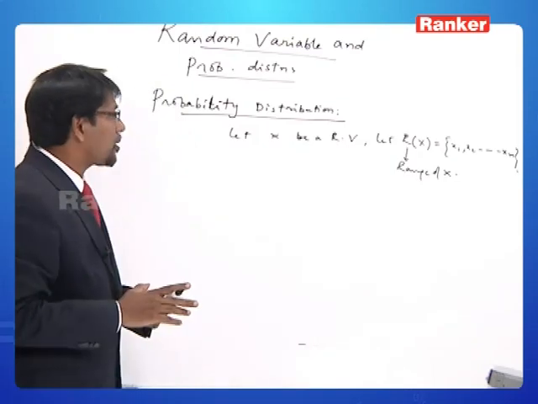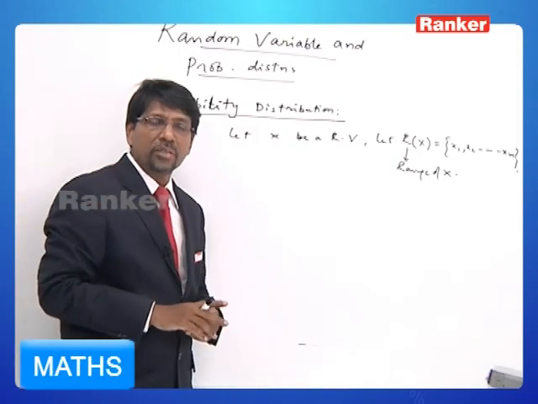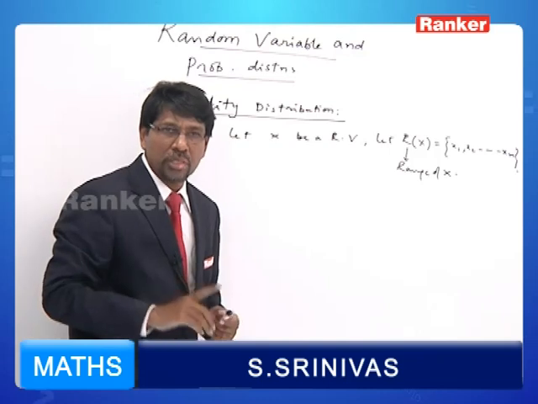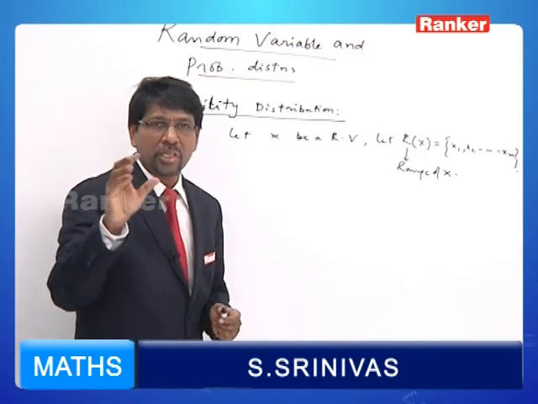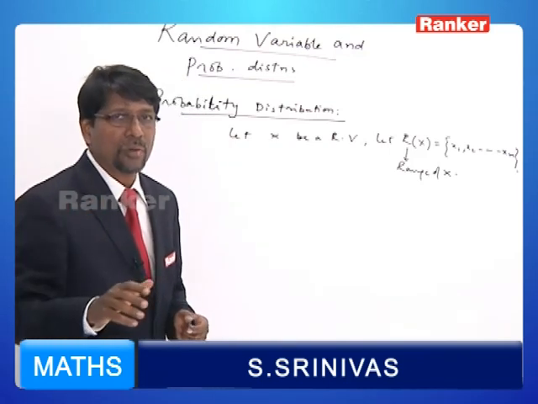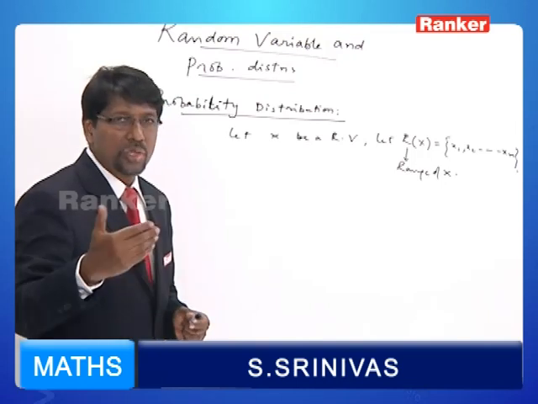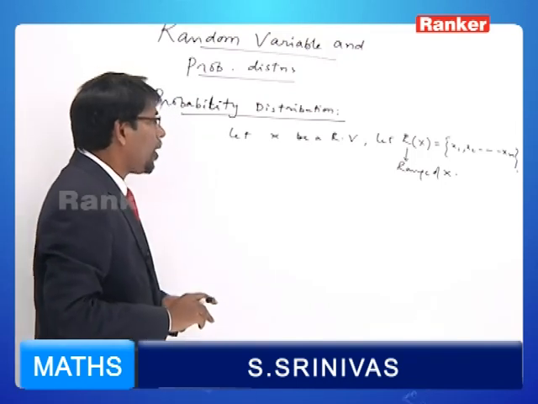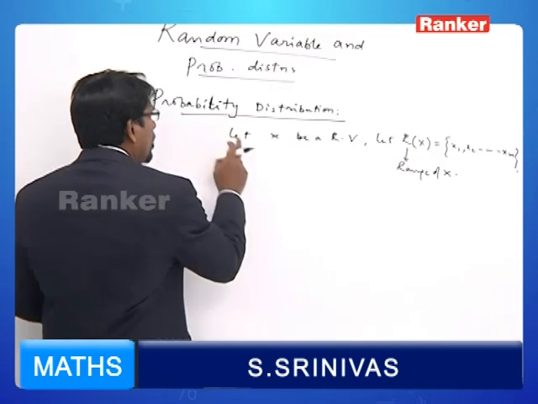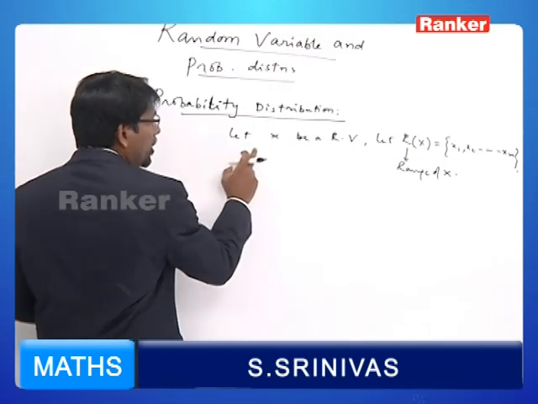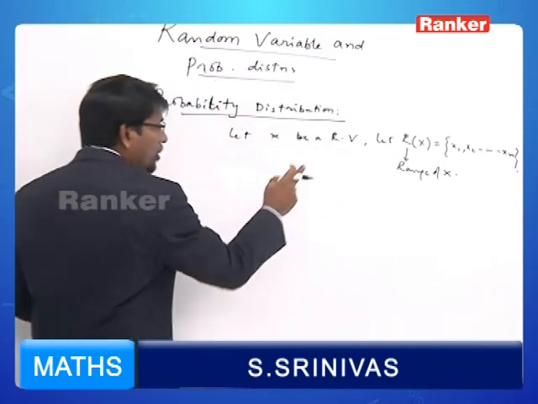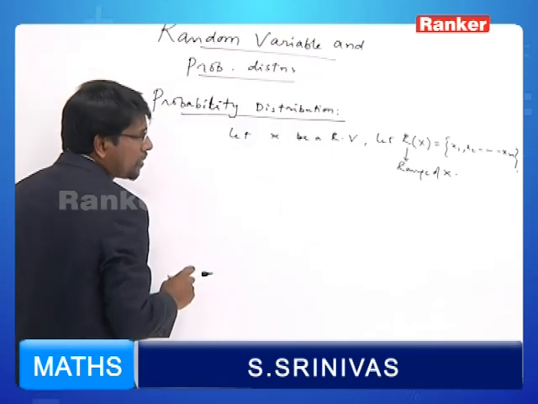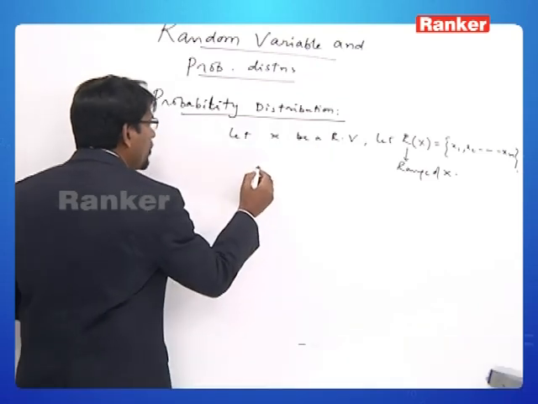We have said that a random variable is a function from the sample space to the real number set, wherein to each sample point it attaches some real number based on a certain rule. Now, what does a probability distribution mean? Corresponding to a random variable, you have a range of the random variable.